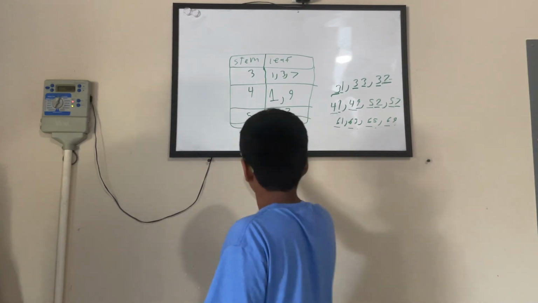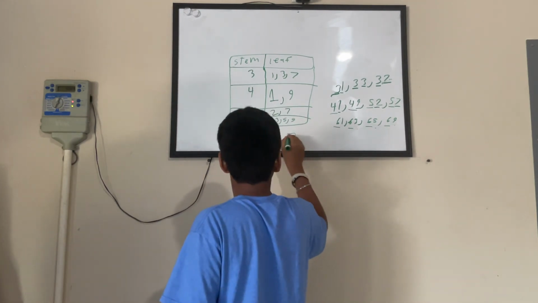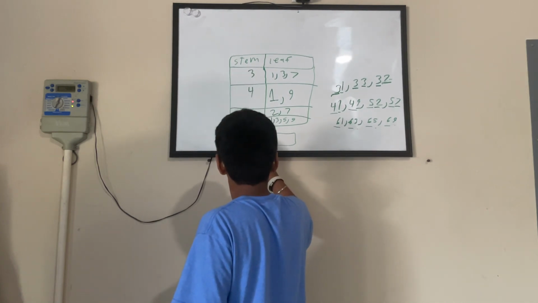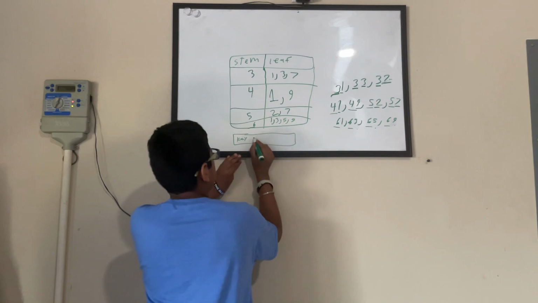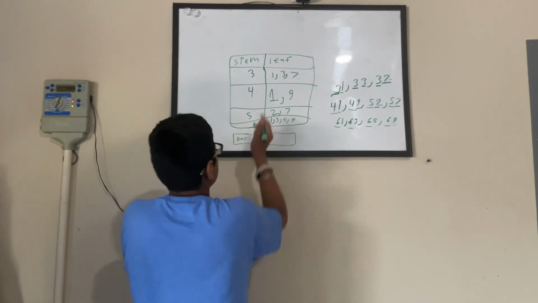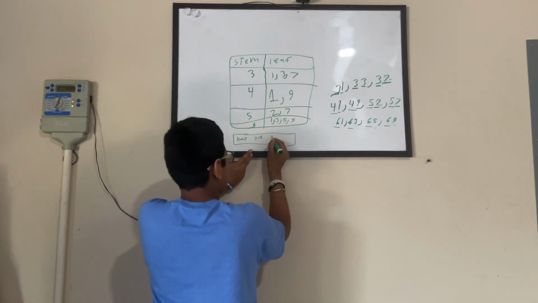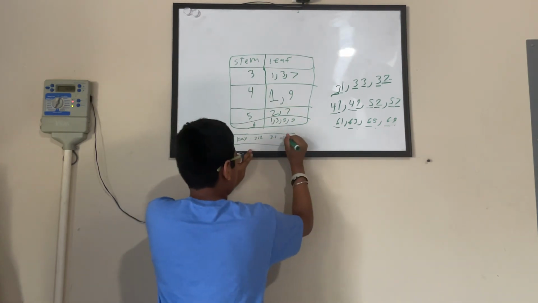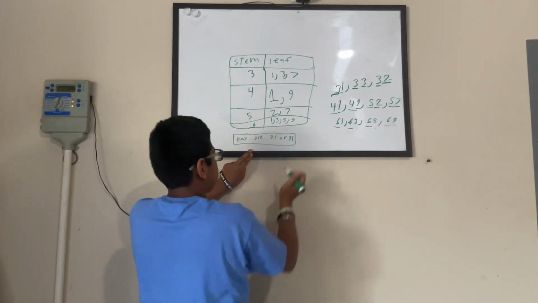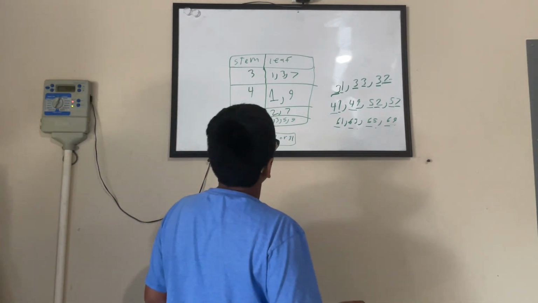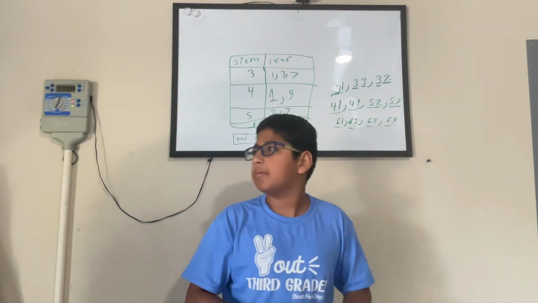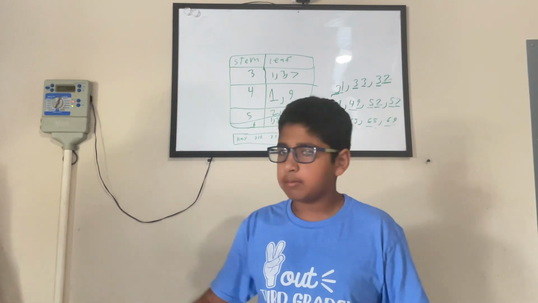Most of the time, they'll have a key that represents, like, 3, 1 will be 3.1 or 31. Most of the time it will change over time, so that's why they put a key. Yeah. So they made a stem and leaf plot to just make life easier, just to represent data, okay?